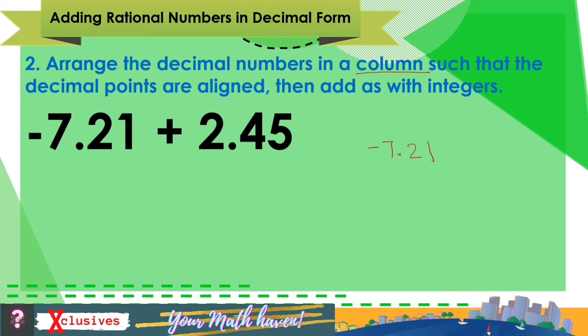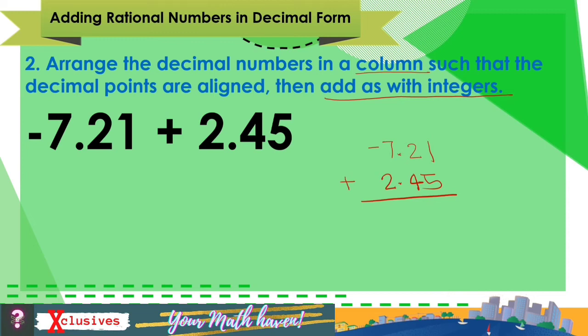7.21 plus 2.45. Notice that our numbers are of opposite signs. So it says here, add as with integers. So one of the rules in adding integers is that for opposite signs, instead of adding, we will be subtracting.